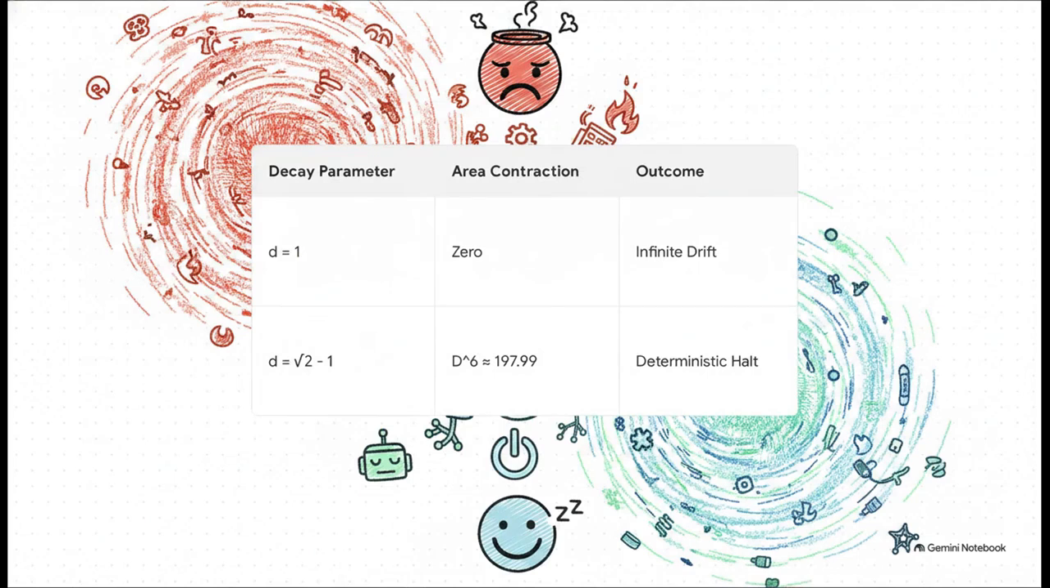When your decay parameter is 1, 1 to the power of any n is still just 1. There is zero area contraction. The operational outcome is O-infinite linear drift. Your target blows up, generating hardware heat and human cognitive exhaustion. But with a silver diamond balance, d to the power of 6 successfully contracts the space to about 197.99. This absolutely guarantees an O-shift deterministic halt. The machine finally rests, and because of that, so does your brain.